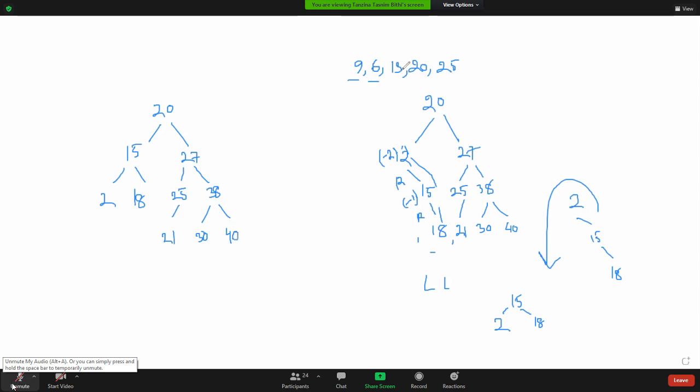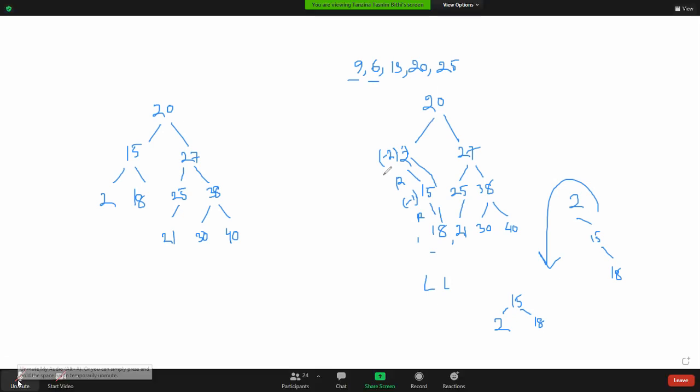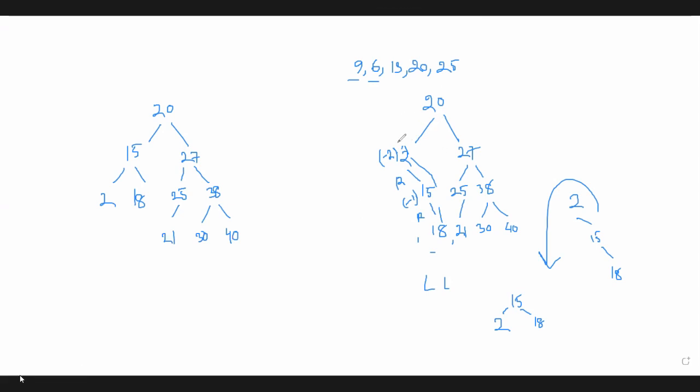After deleting 13, we got this structure, isn't it? And this node made the whole tree unbalanced. That's why we applied which rotation? Left rotation, and now we got this structure.